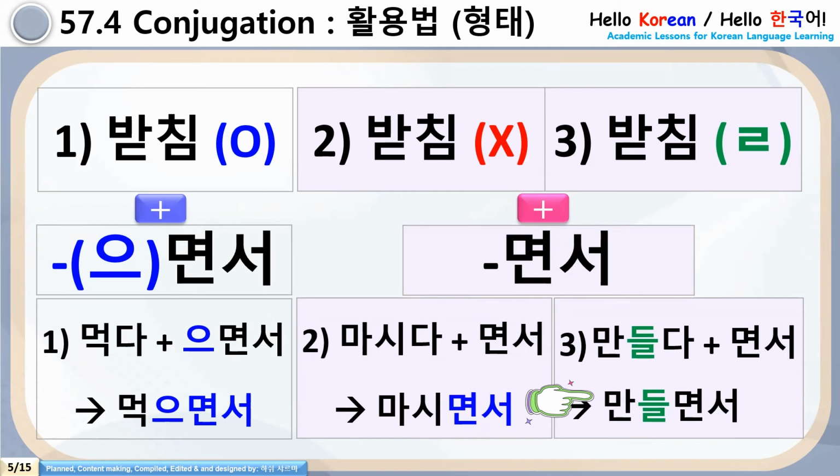So again, you have to be very careful with the ㄹ pachim. This is the part where most students make errors, 여러분. ㄹ pachim, but we have to add not 으면서. Only in this case, what do we have to add? 면서. Again, 만들다, 만들면서. Now tell me, what will 살다 be? Yes, 살면서. 팔다, 팔면서. 열다, 열면서.